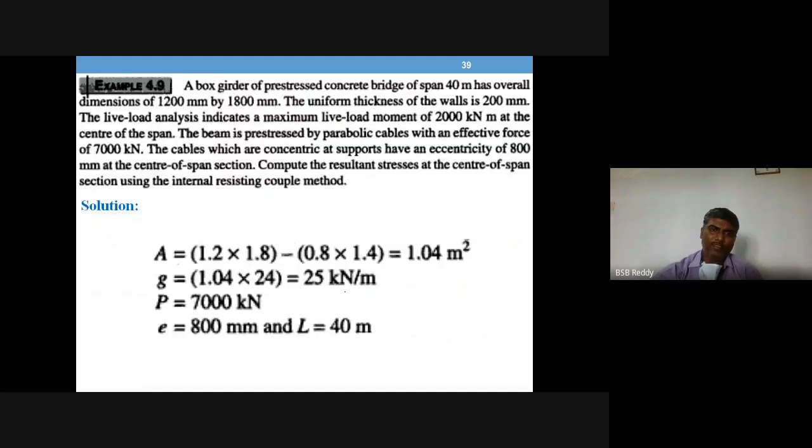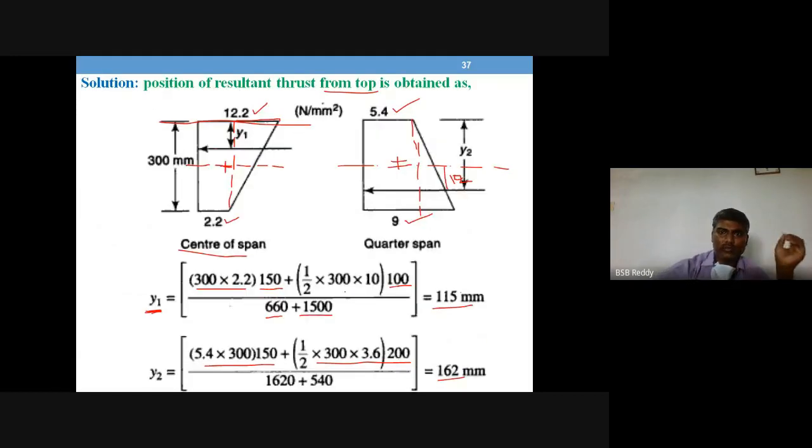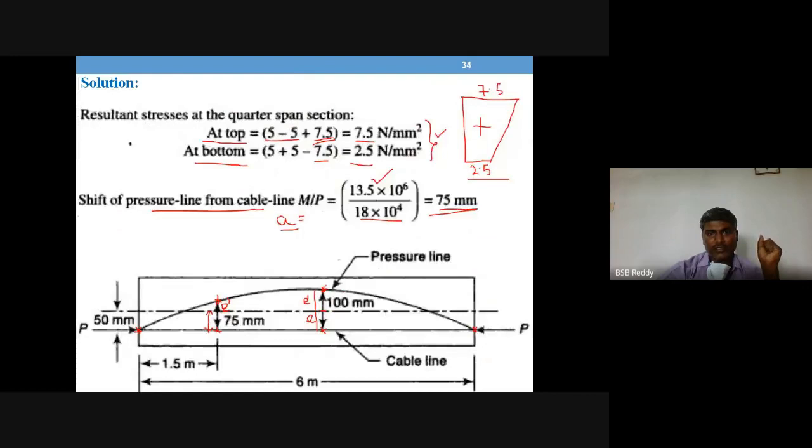Okay, right? So this is how you can practice all these examples, locating the pressure line and drawing it. We'll see other example cases in the next session.